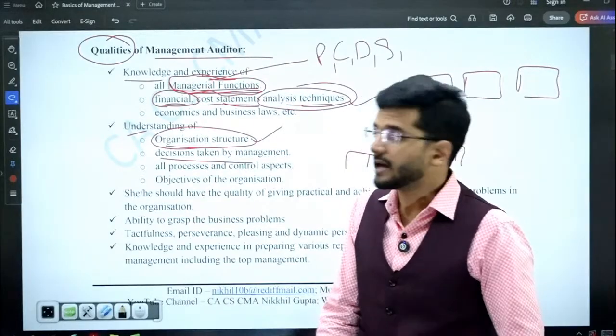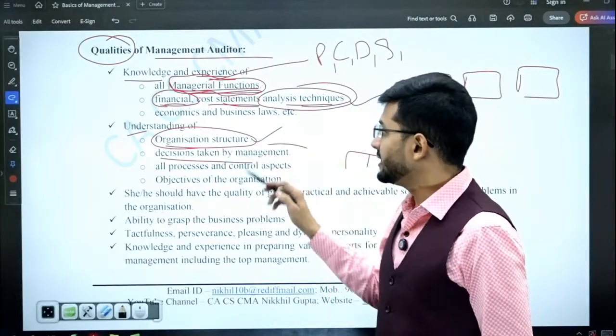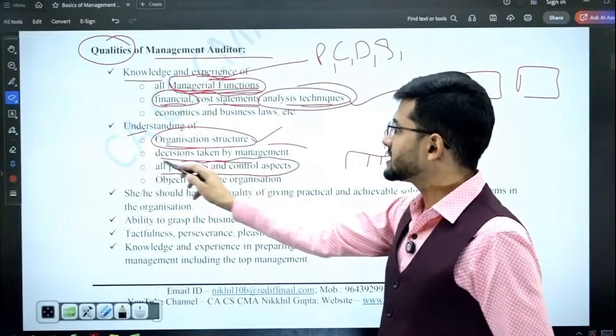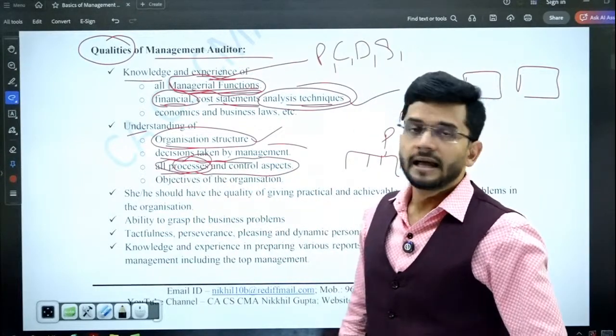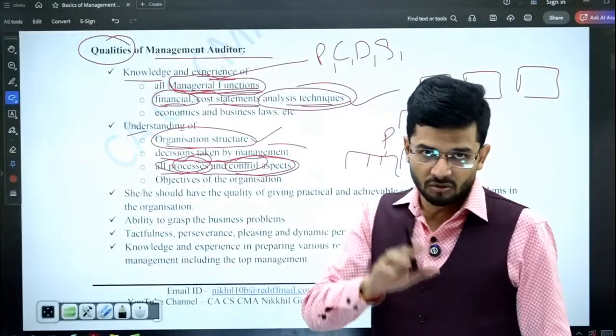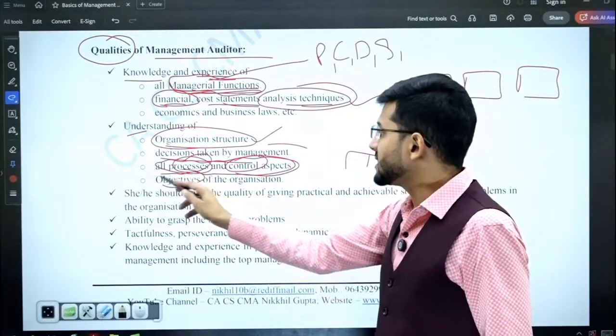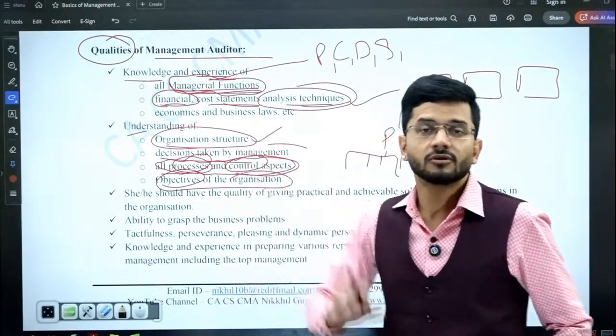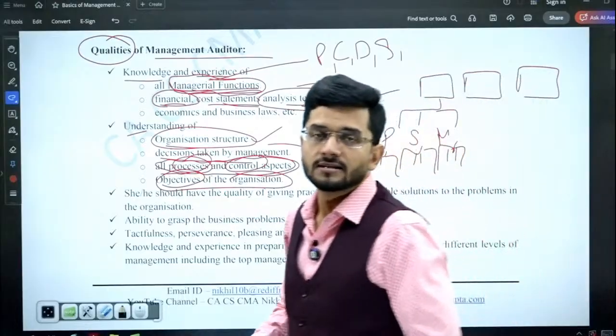Then the second thing is decisions taken by the management. What all decisions are taken by the management, and at what point in time. Then all processes and control aspects. What are the processes which are employed by the company, and what are the control aspects? What control has been granted on those processes? Objectives of the organization. What are the objectives of the organization? What objectives does an organization pursue?